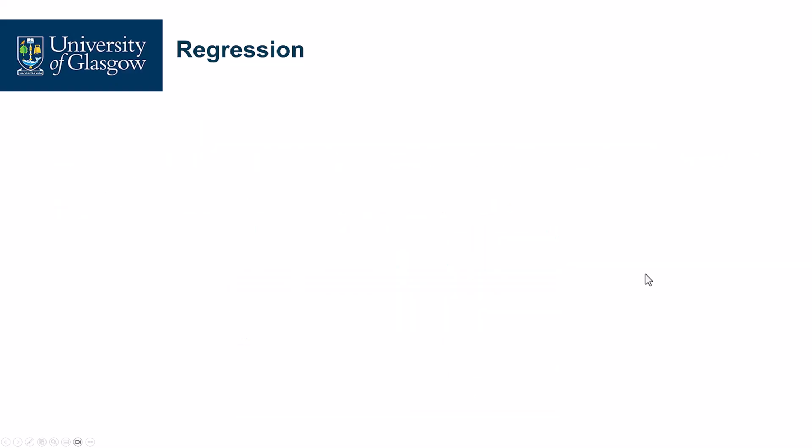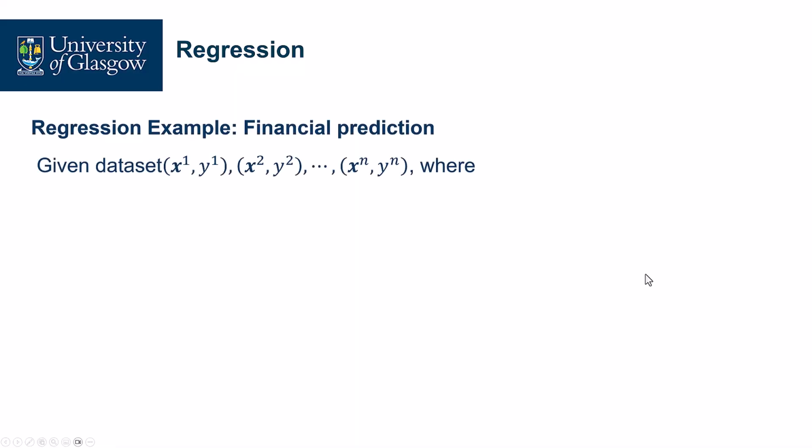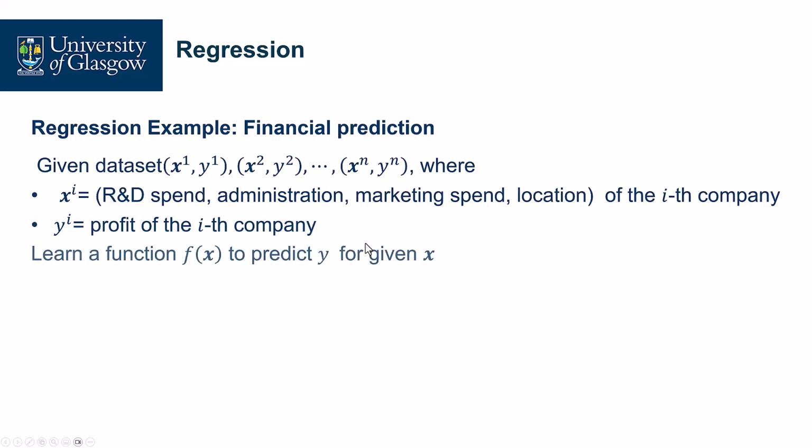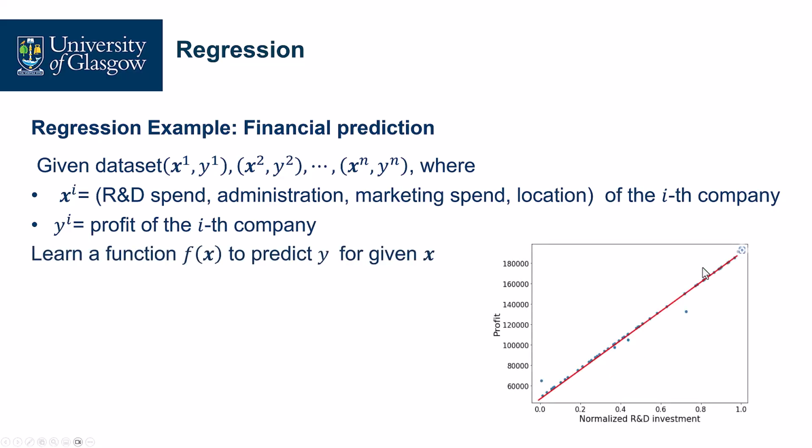So this is a regression problem. If we write it more mathematically, we can say what? We are given a data set (x1, y1) to (xn, yn). So x is the input feature vector, including R&D spend, administration spend, marketing spend, and the location of the ith company, and there are n such data. So yi is the profit of the ith company. And based on this data set, I want to learn a function to predict y using a given x. Then I can do modeling and prediction. Because this y is continuous, this is a regression problem.